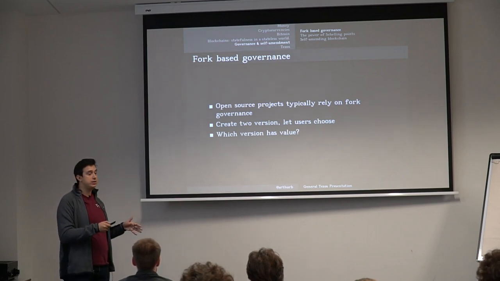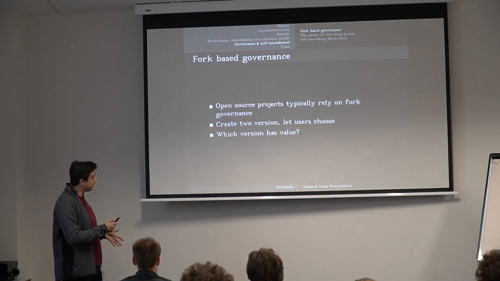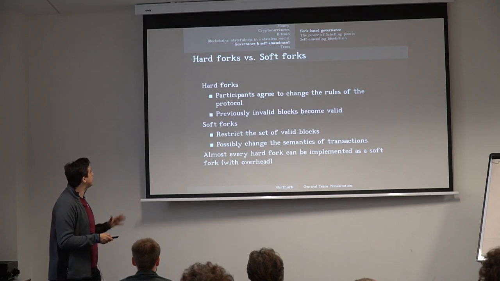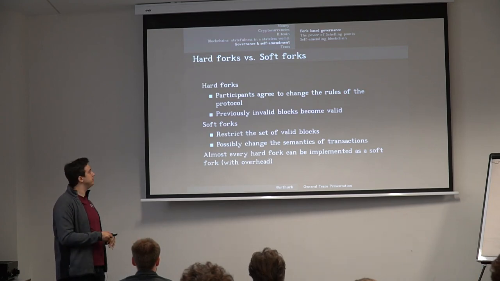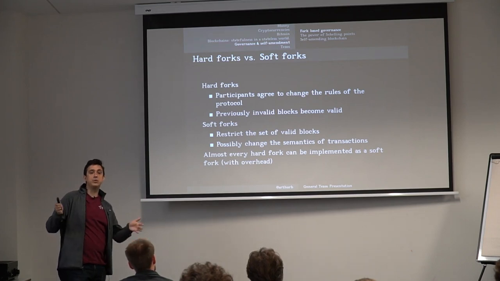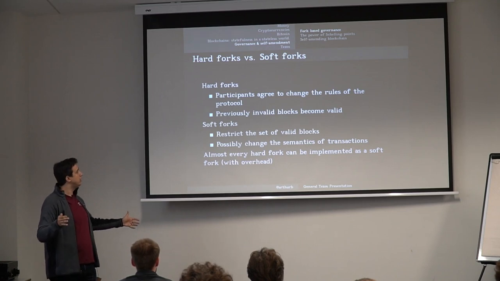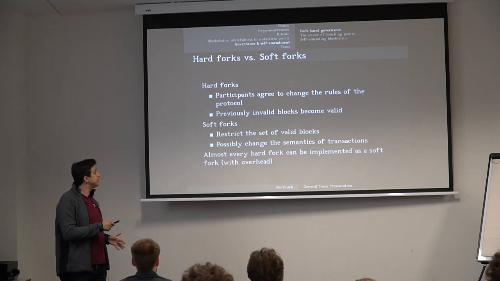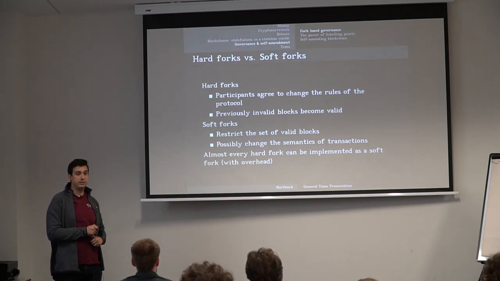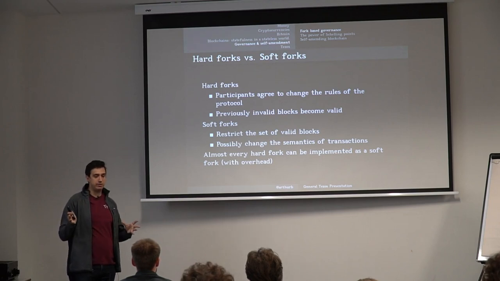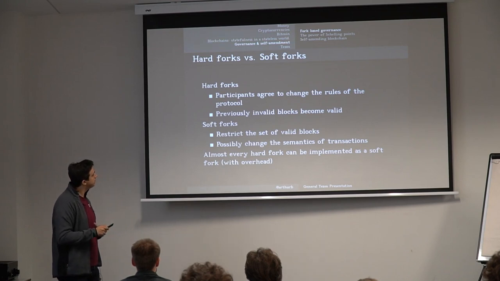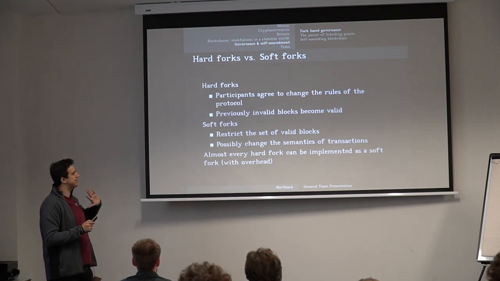One of the versions in the fork is going to capture the value. And the question is, which one? So before I get to that, there's two kinds of forks, broadly speaking, that people talk about when they talk about cryptocurrencies. One is a hard fork. In a hard fork, participants agree to change the rules of the protocol. We had a protocol, and we're going to have different rules. And the test for it is that blocks which in the past were invalid are now valid. So I have a different structure in my blocks. The old algorithm would look at this and say, that block is not valid, but now we decide it's valid. In a soft fork, you only restrict the set of valid blocks.